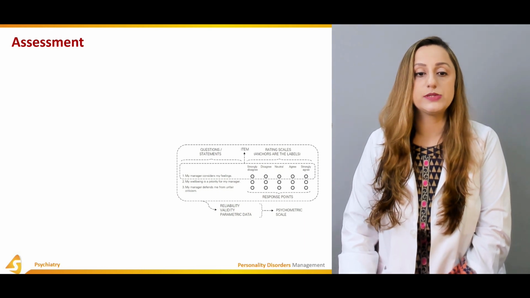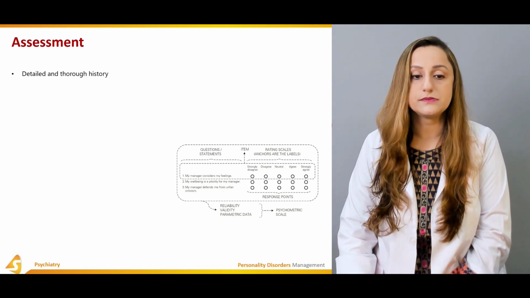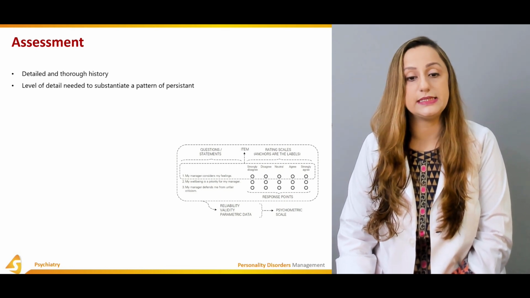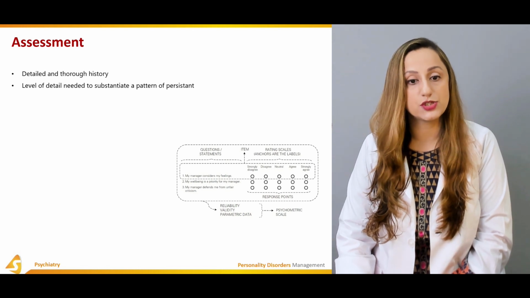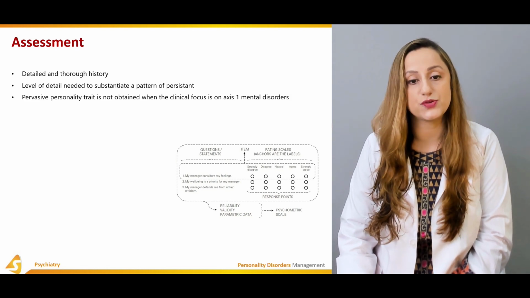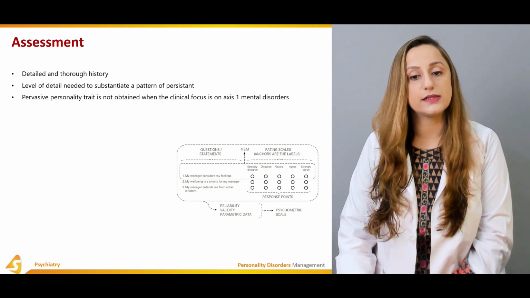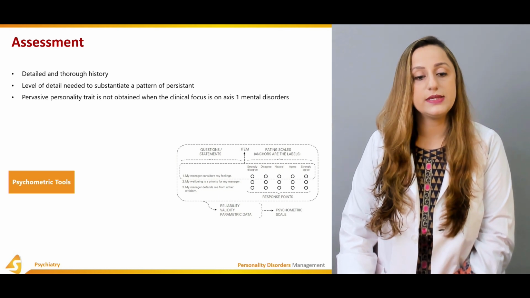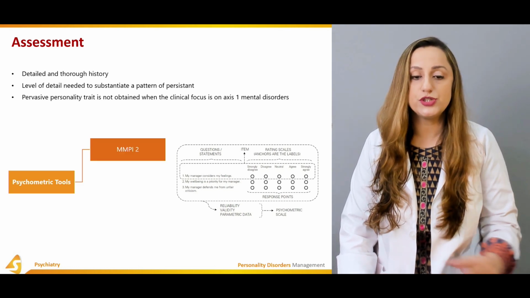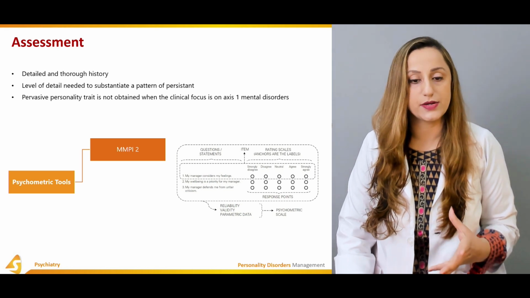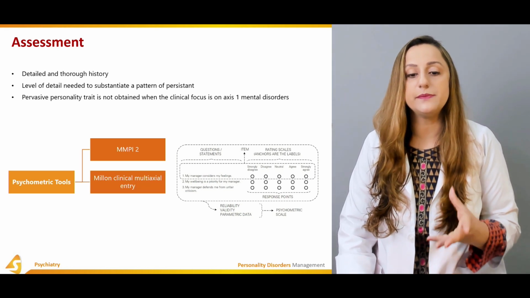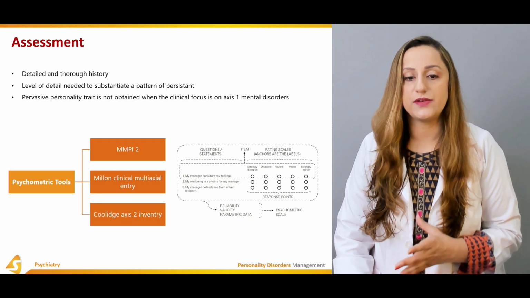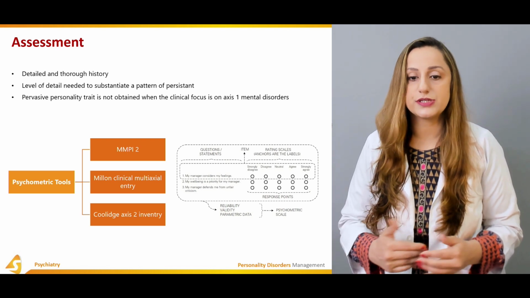Then how do you go about assessing these individuals? First of all, a detailed and thorough history is taken. The level of detail needed to substantiate a pattern of persistent, pervasive personality traits is not obtained when the clinical focus is on the Axis I mental disorders. The psychometric tools that we usually use in our clinics are the MMPI-2, the Millon Clinical Multiaxial Inventory, and the California Psychological Inventory. So these are the multiple questionnaires that are usually used.